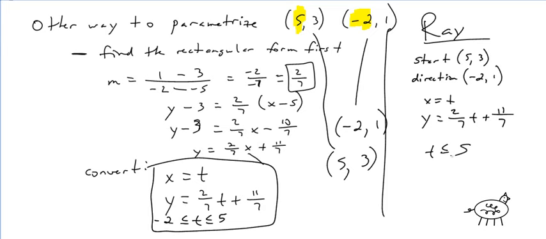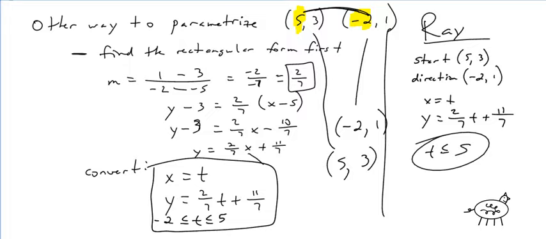Okay, but be careful which way you're going. We're going from 5 to negative 2, so we're going down. If I switched around and I went from negative 2 to 5, then it would be t is greater than or equal to negative 2. Not a big deal. But that's the only difference between the two, just your inequality of values for t. All right, that is not too bad.